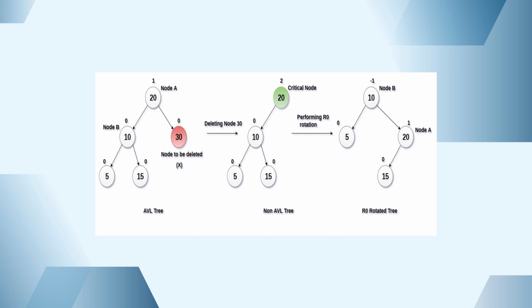So, 10 will become the root node, then 20 as the right child, 5 as the left child, and 15 will be disconnected from being the right child of 10 and will become the left child of 20. So, the final tree is in this form, and again we calculate the balancing factor of each and every node, which satisfies the property of AVL tree, where all the nodes have a balancing factor of either 0, 1 or -1. So, all come under the range of AVL tree.